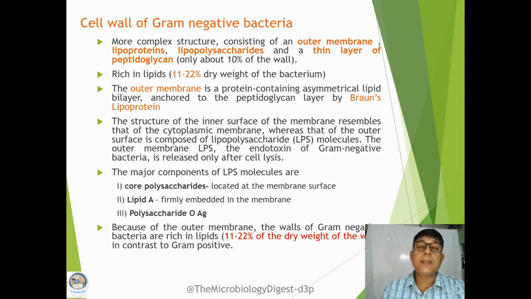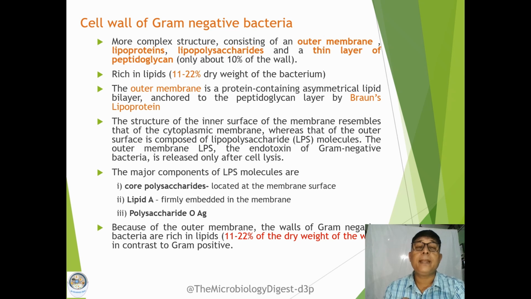Next is the gram negative cell wall. In contrast to the gram positive cell wall, gram negative organisms have an additional covering called the outer membrane, which is mostly composed of lipoproteins and lipopolysaccharides. And here, in gram negative organisms, the peptidoglycan layer is very thin, because the wall has a very high content of lipids.